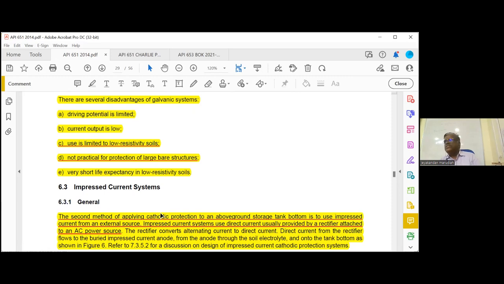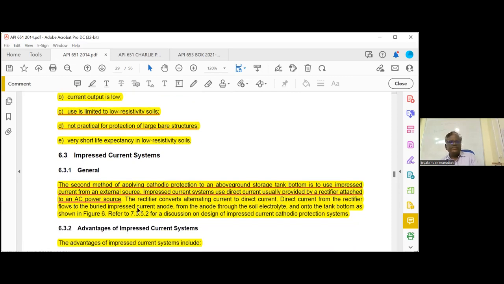Now we'll go to the impressed current. The second method of applying cathodic protection to an above ground storage tank bottom is to impress current from an external source. Impressed current system uses direct current usually provided by the rectifier. So why are we using a rectifier? We are converting AC to DC. We want the current to flow only in one direction. AC means it will be alternating.